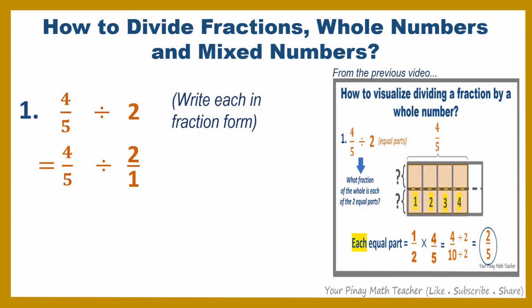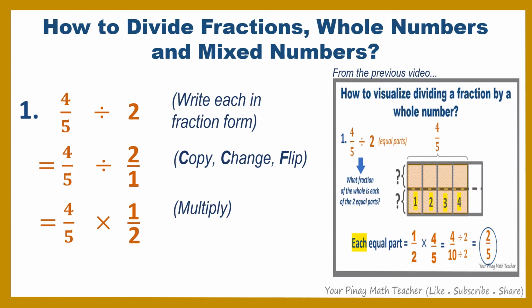After doing this, you do the 3 steps: copy, change, flip. Again, copy, change, flip. So copy the dividend 4/5, change the division sign to a multiplication sign, and flip 2/1. It becomes 1/2. After that, you multiply. By the way, 1/2 is called the reciprocal of 2/1 or 2.